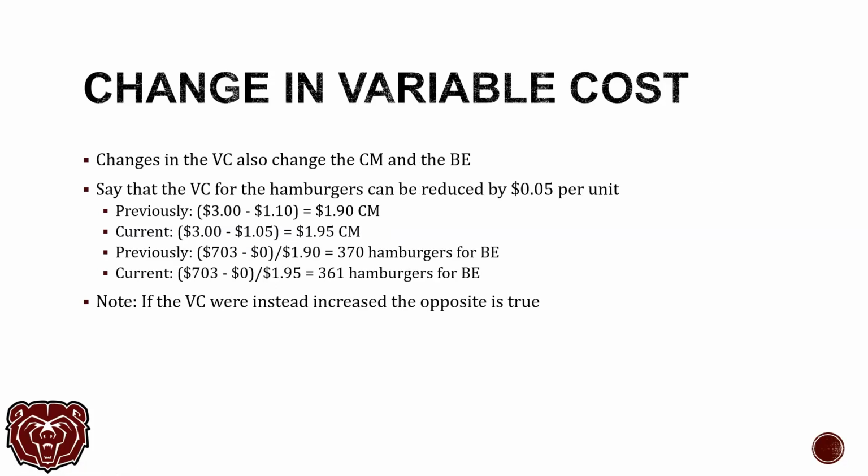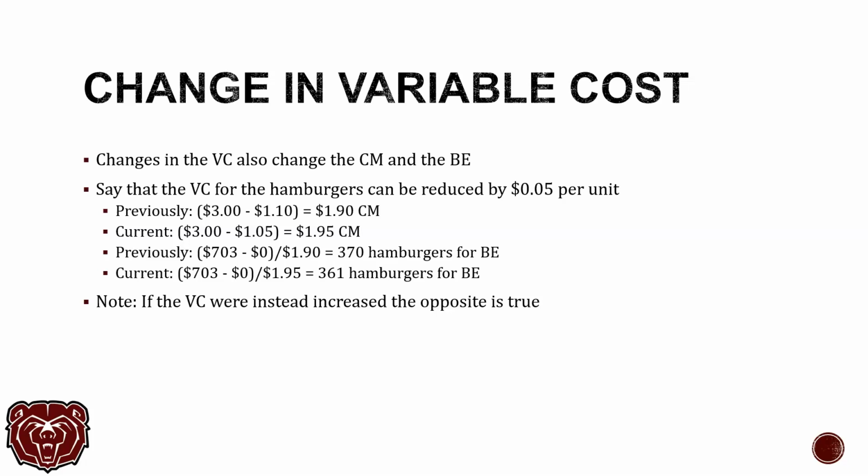So now let's look at this and say we've got a change in variable cost, right? The changes in the variable cost also change both the contribution margin and the break-even point. We calculate our contribution margin by the selling price less the variable cost. So if we change the variable cost, it's obvious that there's going to be a change in our contribution margin. We calculate our break-even point by taking the net of our fixed costs less our profit and dividing that by our contribution margin. Since our contribution margin was affected by our variable costs, it stands to reason that our break-even point will be impacted by that as well.